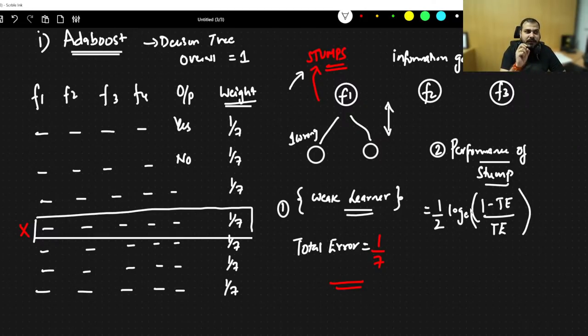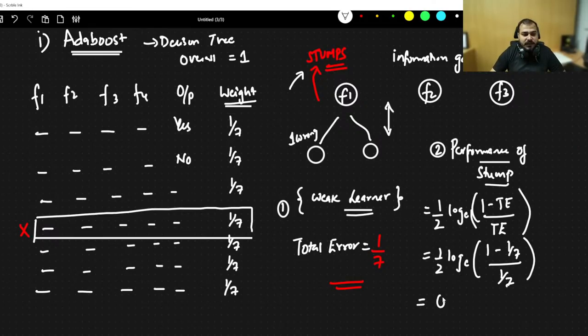The first step that we do in AdaBoost is to find the total error. The second step is to find the performance of the stump. In this case, it will be 1/2 log e of (1 - 1/7) divided by 1/7. Once I calculate it, it comes to 0.895. You do the calculation and let me know. I'll give you time to write it down because this is a little bit difficult.